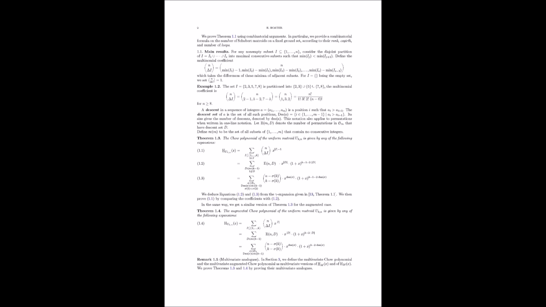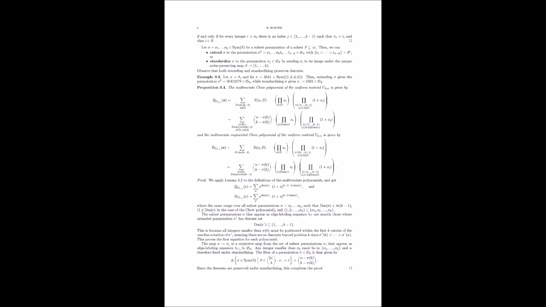By establishing this connection, she demonstrates that the coefficients in the Chow polynomial, those multinomial coefficients, are actually counting Schubert matroids with specific properties. She then extends this argument to the augmented Chow polynomial as well, showing a similar connection between its coefficients and Schubert matroids. That's an incredibly elegant proof. It's amazing how she brought these seemingly disparate concepts together.